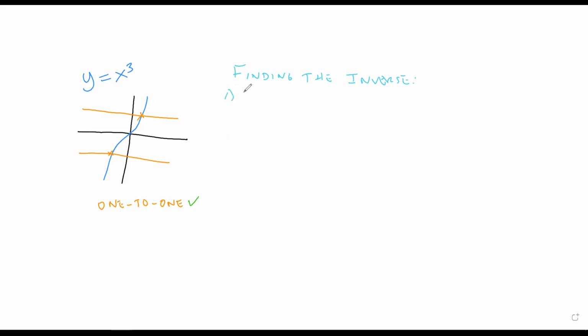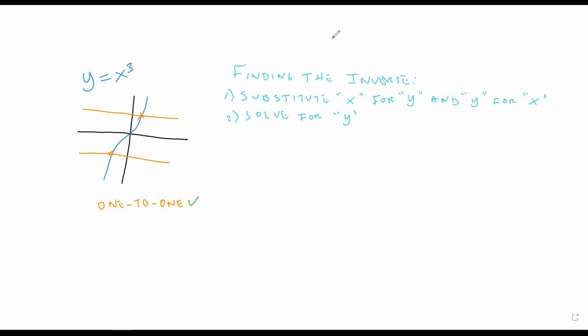So first, we substitute x for y, and y for x. And lastly, we solve for y. This one is relatively simple.